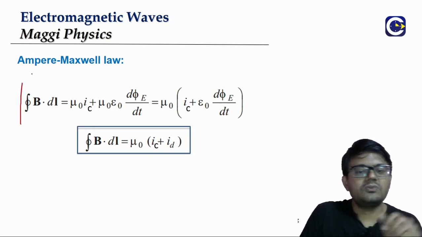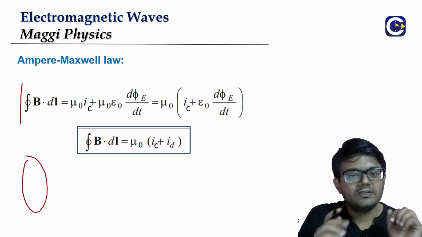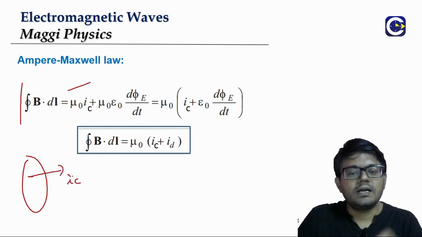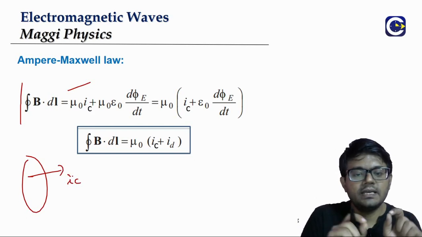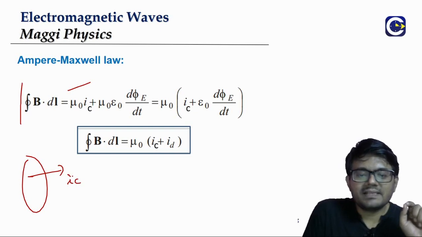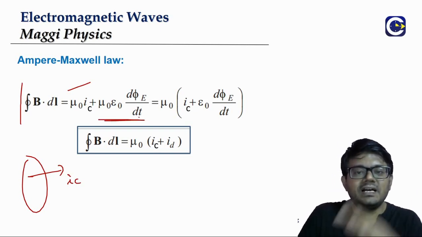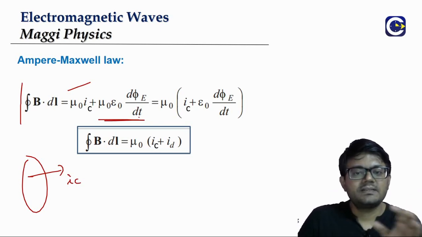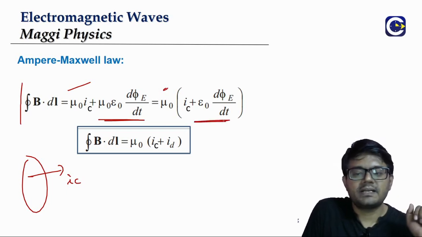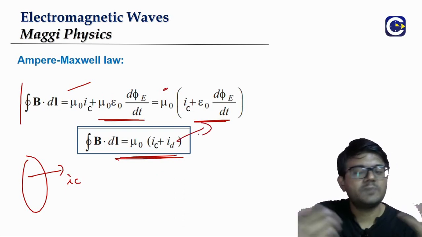Together we call this the Ampere-Maxwell law. The line integral of the magnetic field through a loop is equal to mu naught times the conduction current I_C, the current carried by current carrying objects, plus the second part, which comes from the varying electric field: mu naught times epsilon naught into d phi e by dt. Taking mu naught common, it is I_C plus I_D. Here I_D is the displacement current, the notional current.